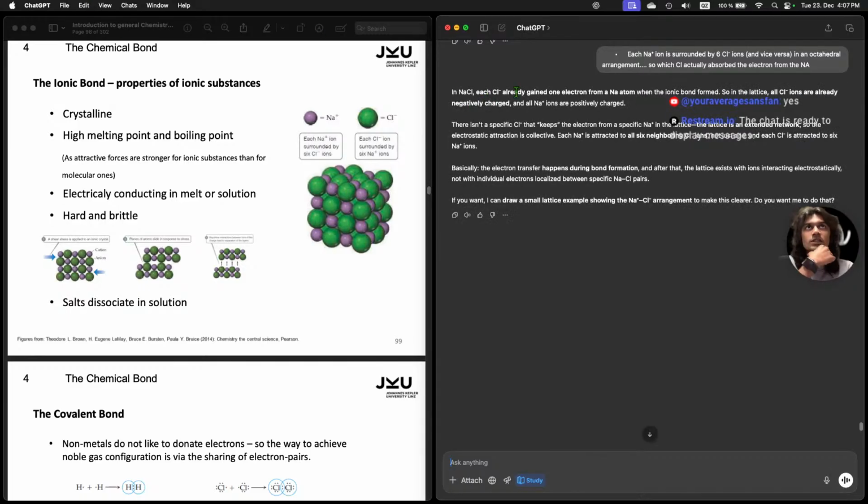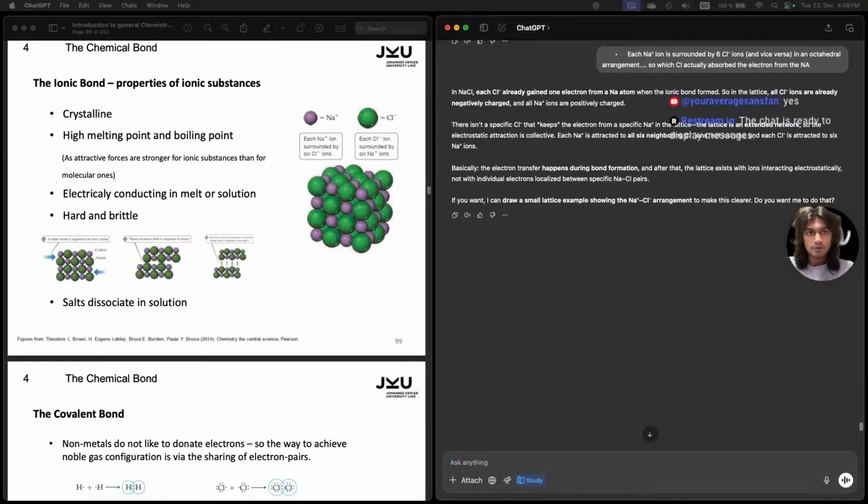In NaCl, each chlorine already gained one electron from the Na atom when the ionic bond formed. So in the lattice, all Cl minus are already negatively charged and all Na plus are positively charged. There isn't a specific Cl minus that keeps the electron from a specific Na plus in the lattice. The lattice is an extended network.